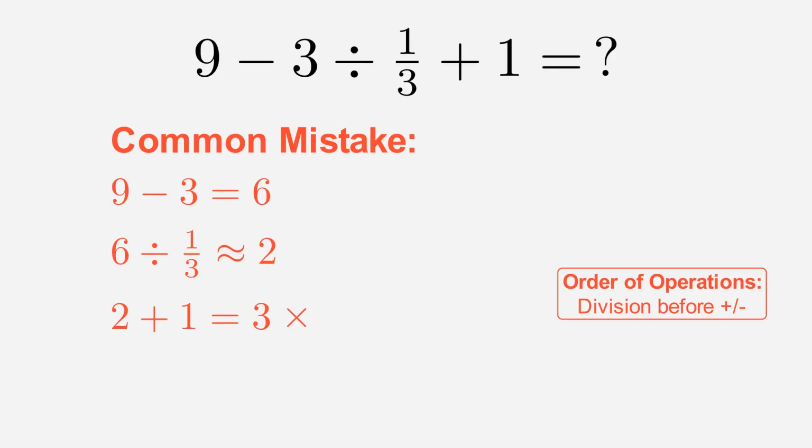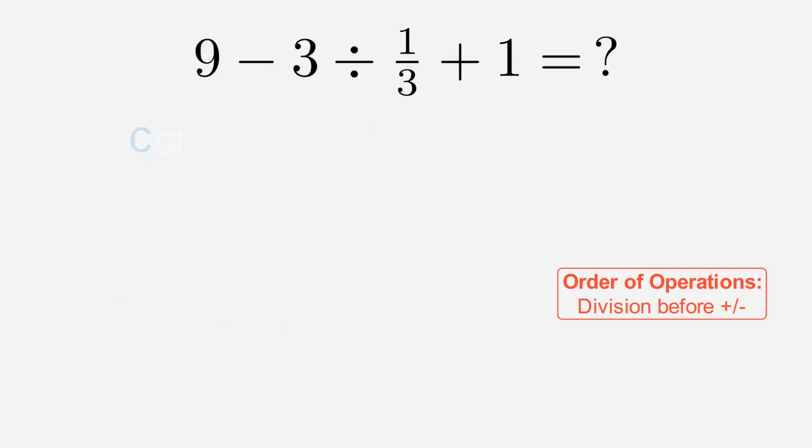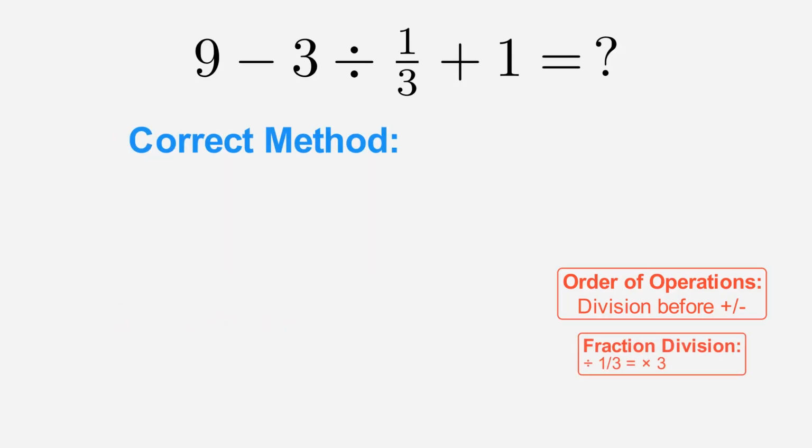First, order of operations. Division comes before subtraction and addition. So we do 3 divided by 1/3 first. And here's where people die. Dividing by 1/3 means multiplying by 3. 3 times 3 is 9.